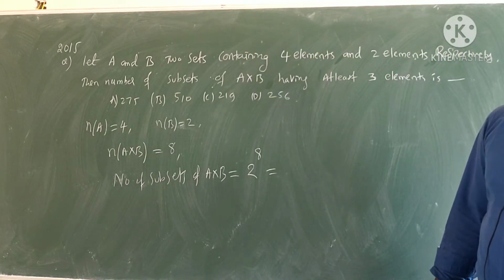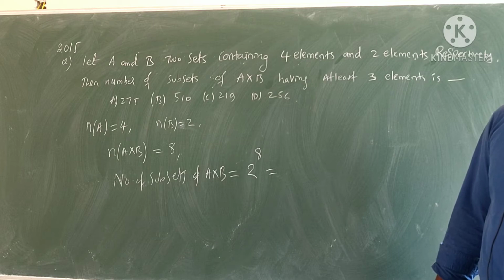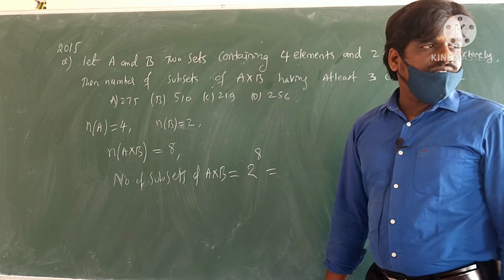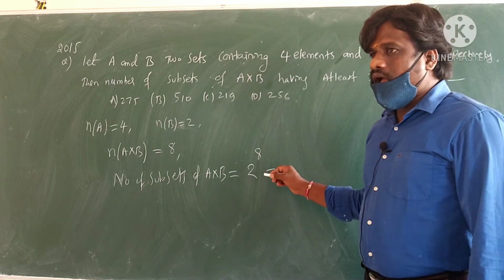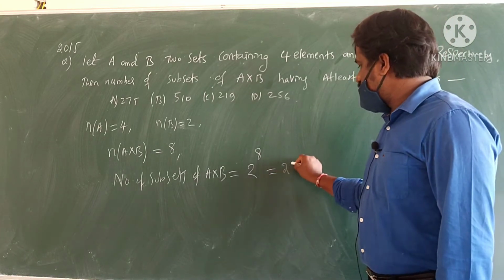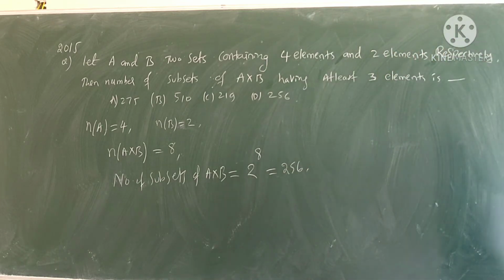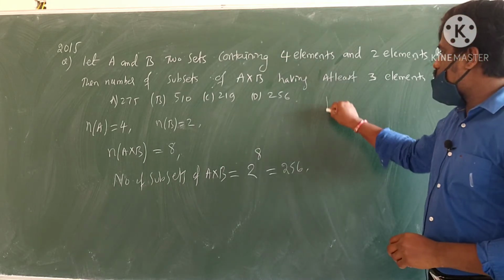256. So the number of subsets is 256. It is asking for the number of subsets of A cross B having at least 3 elements. At least 3 elements is asked.